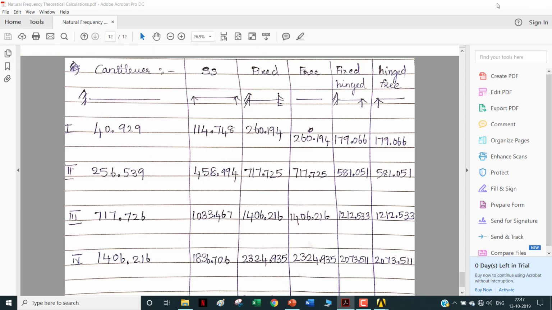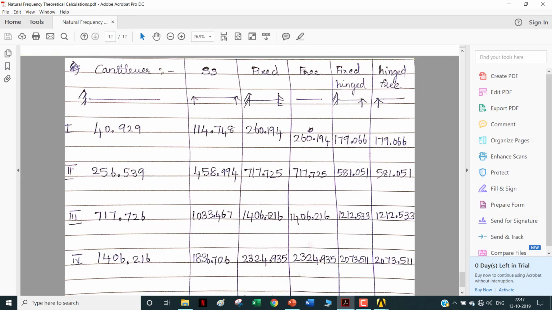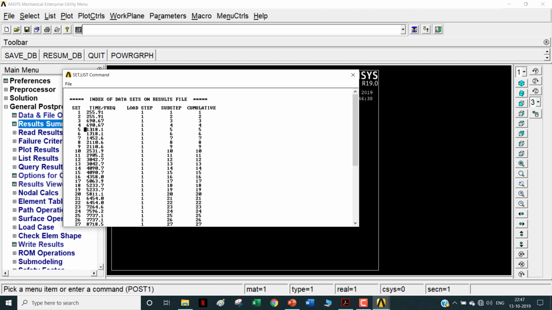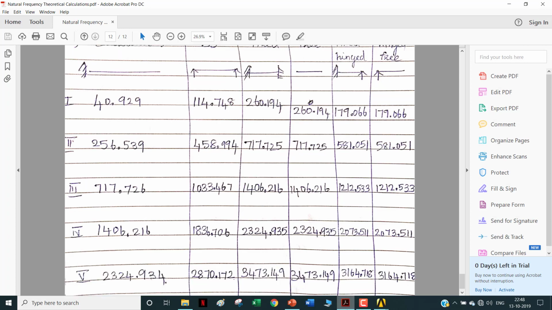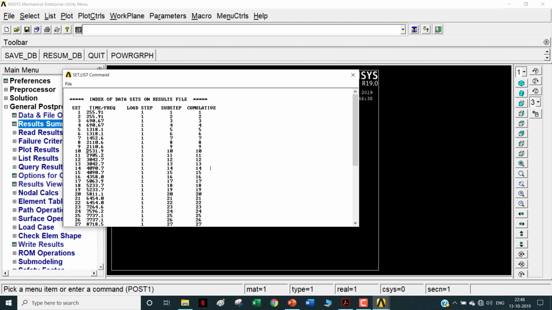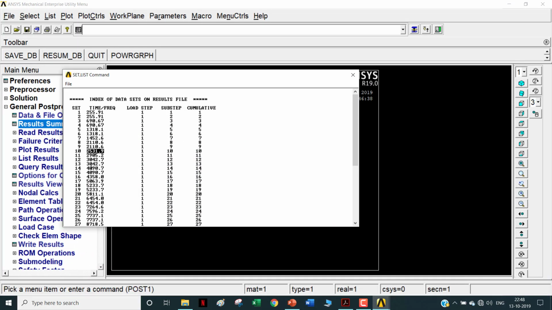Okay, next I have 717.725. The closer answer is 690. And the third one, which is 1406.216, and here I have 1318.1. Or 1452. This is again one more close value to 1406. Then I have 2324.935, and I have 2531.9, which is a close value. Then 3473.149, and I have only 3042. That's the closer answer that I get.